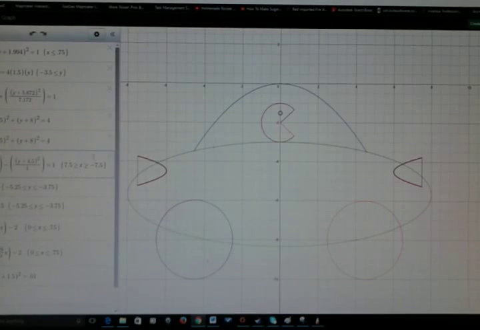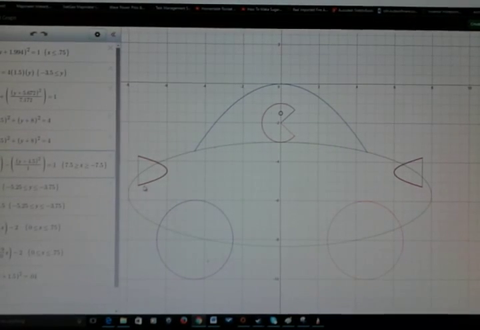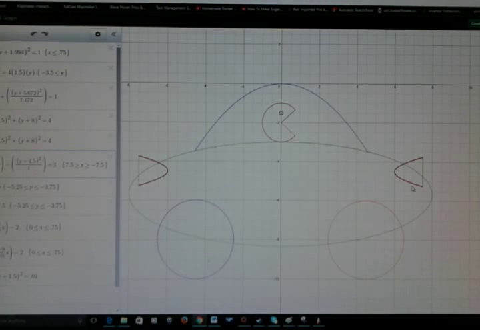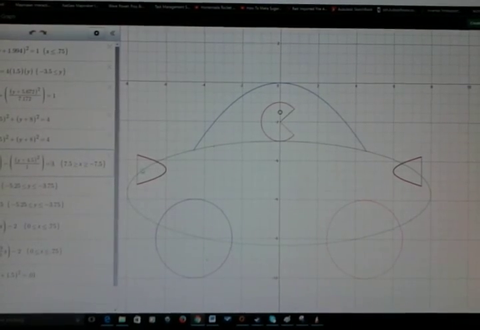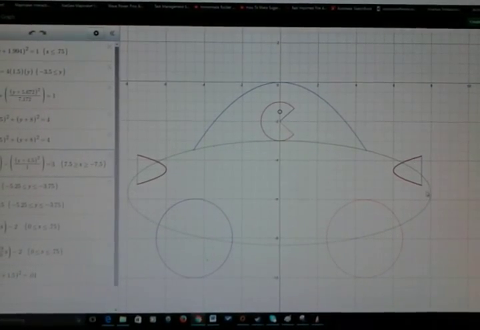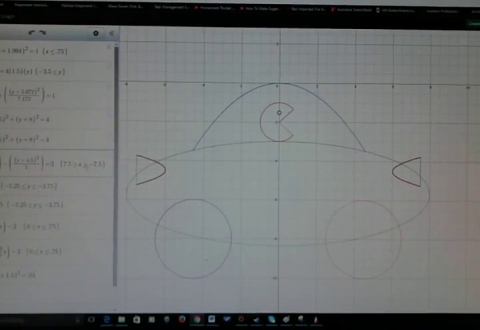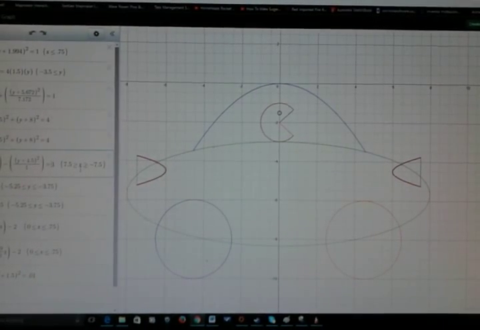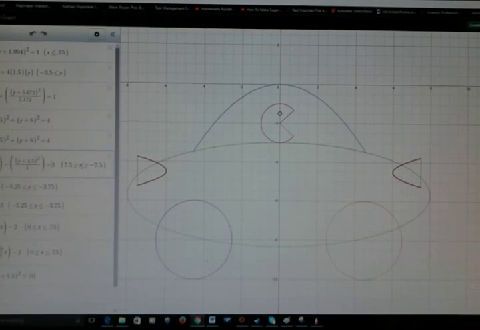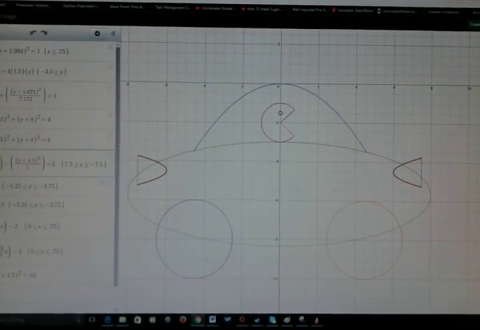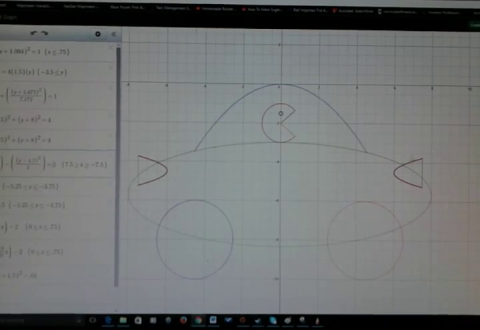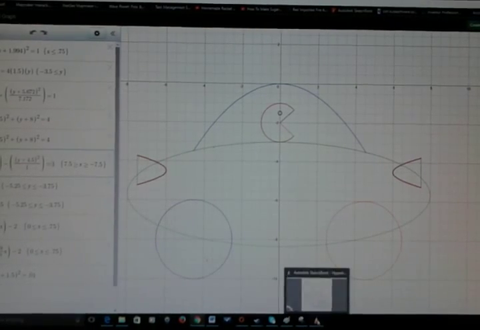Alright, so the next we're going to go over is the hyperbola that makes up the front and rear headlights of our car. You might notice that they don't go beyond these lines right here, and that's because I set the domain as x is less than or equal to 7.5 and greater than or equal to negative 7.5. So it's not going to continue extending out beyond the borders of the car.